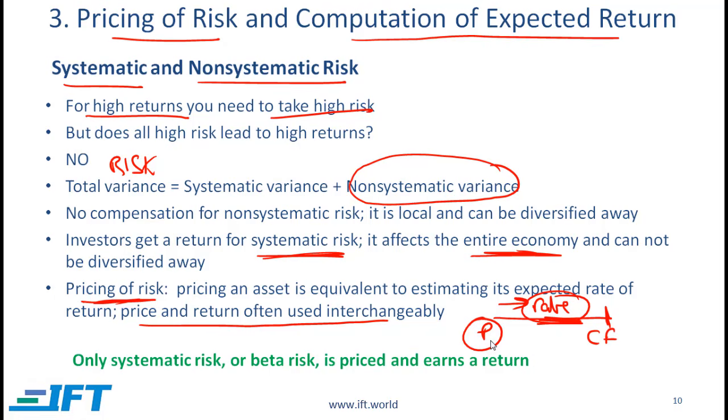Therefore, when we say pricing of risk, we are really talking about coming up with the appropriate rate of return given the level of systematic risk. That rate can then be used to compute the actual price of a security. The bottom line is that only systematic risk, which is called beta risk, is priced, and only this risk earns a return. Non-systematic risk can be diversified away and gets no return. It does not earn a compensation.